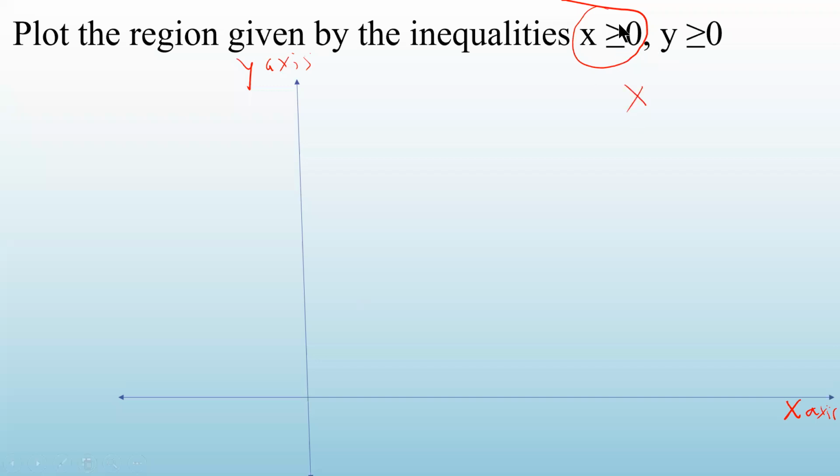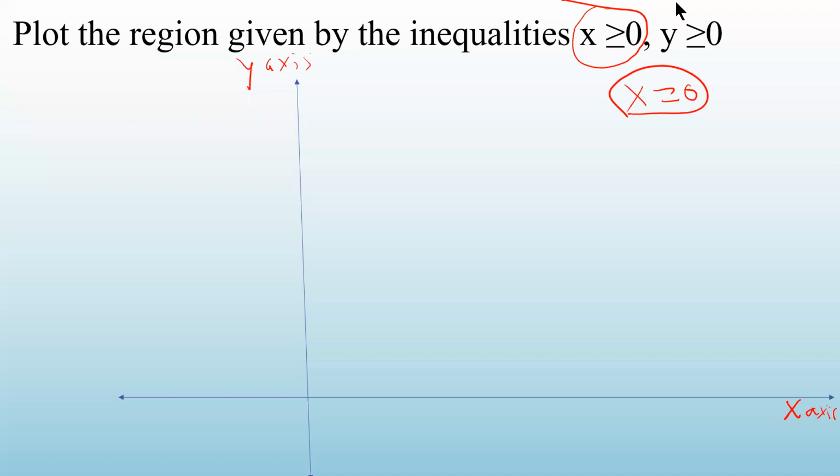ये जो symbol है less than or equal to, इसको आप पहले equal कर दो. तो ये आपको क्या मिलेगा? Line मिलेगा. Correct? So draw this line first. What is this line? x equal to 0. Is it x-axis? Y-axis. Equation of y-axis is x equal to 0. So ये जो line है, it is my y-axis.